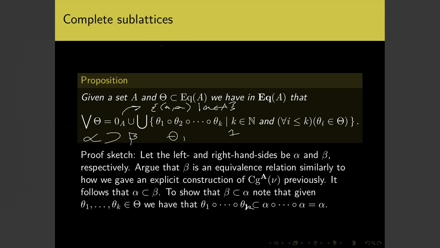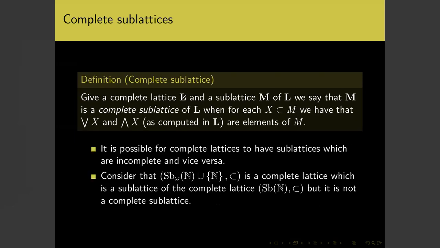Okay, so that's a sketch of the proof. And so we have this explicit way of actually computing joins in the lattice of equivalence relations. All right, now let's actually discuss complete sublattices, and we'll see why we were so concerned with an explicit description of those joins in a little bit.